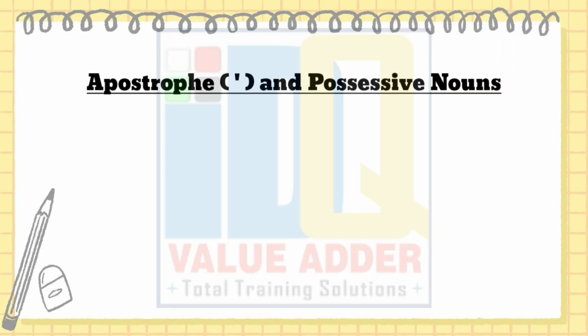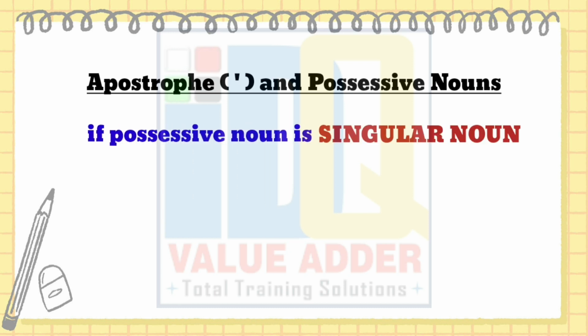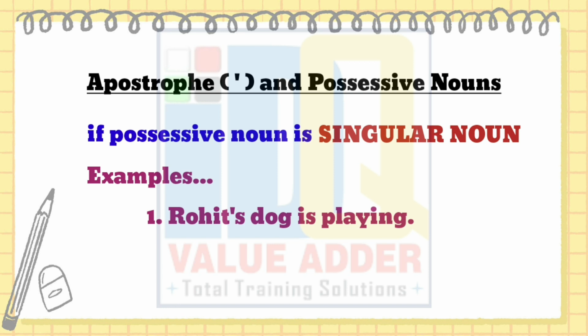Now let's move on to the third usage of apostrophe, that is apostrophe and possessive nouns. If your possessive noun is a singular noun, that means if the noun is a singular noun which possesses something, then we use apostrophe plus S. Let's see some example. Rohit's dog is playing. Rohit, then apostrophe, then S. Rohit's dog is playing. This is John's pen.